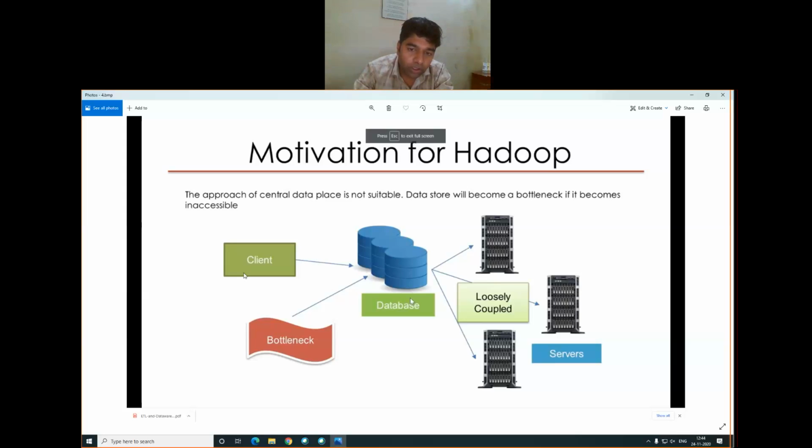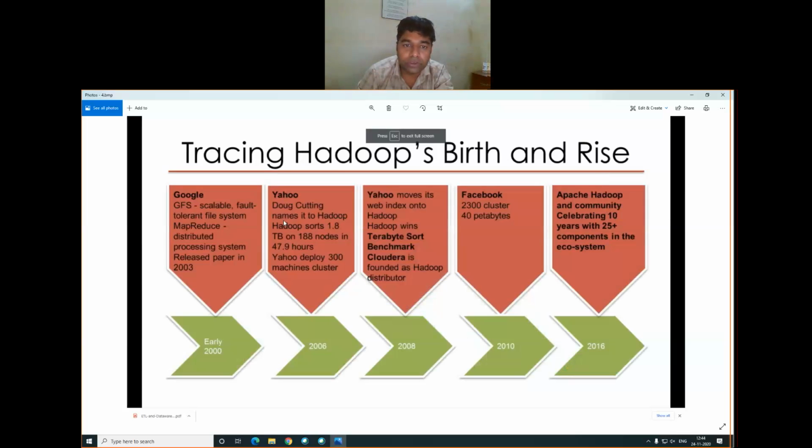So in all, the servers are loosely coupled. From here we can see that all the servers are loosely coupled. As the amount of data in the server increases, it will fail to perform well, and hence we have to propose the Hadoop system. So this is the motivation, and the approach of a central database data place is not suitable. The data store will become a bottleneck if it becomes inaccessible. So this is the motivation to implement the Hadoop system.